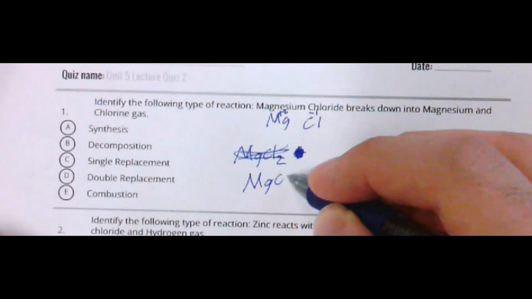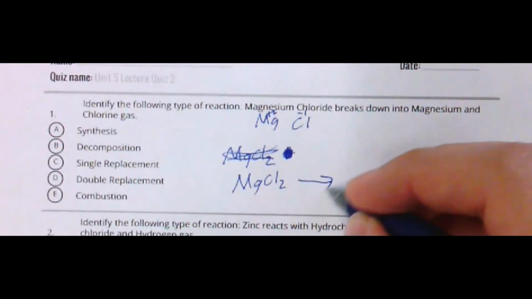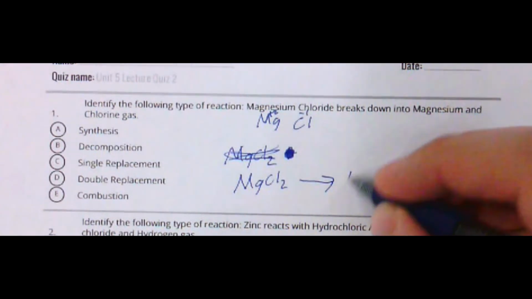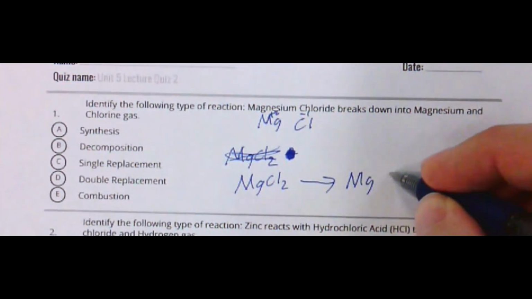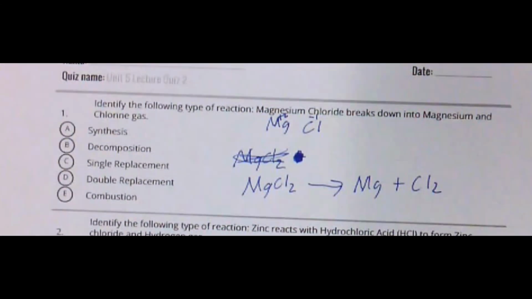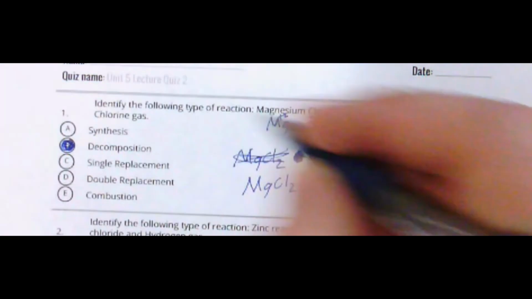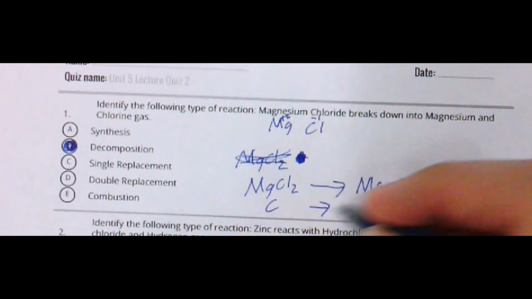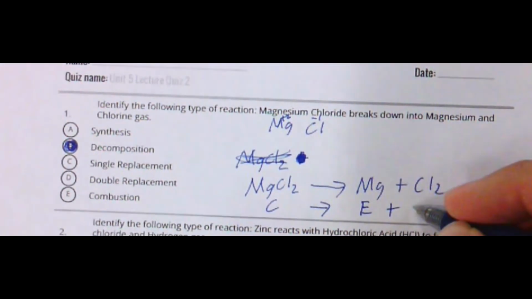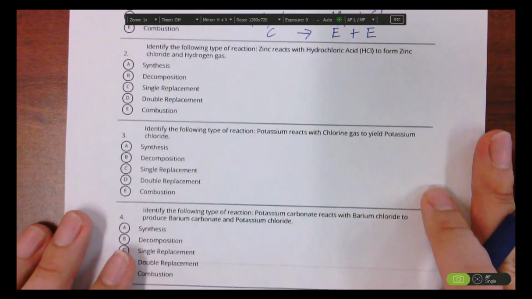Maybe decomposition. So right off the bat, there's only one that it can be. You can stop right there if you want. But if you wanted to keep going, it says breaks down into magnesium and chlorine gas. What is that? Decomp. When you have a compound, and it breaks down into an element plus element. All right, moving on.